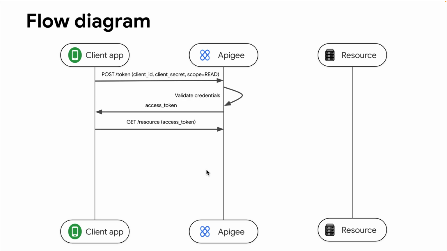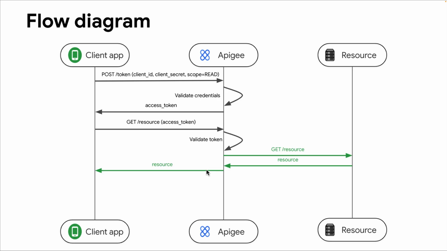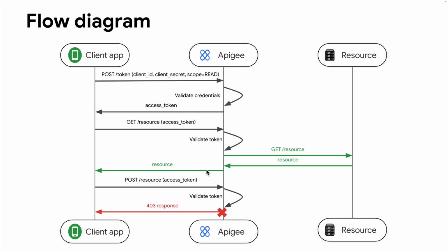Now, with a valid token, the client tries a GET call to a protected resource. Apigee validates the token and checks the scope, and then sends the request to the target resource and forwards the response back to the client app. Now, with the same access token, the client tries to perform a POST call. Apigee validates the token. Though the token is valid, the read scope is not allowed to perform a POST operation. Hence, Apigee rejects the call and returns a 403 response back to the client. Now, let's deploy the sample and see it in action.